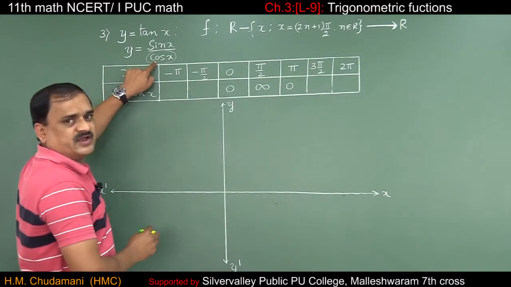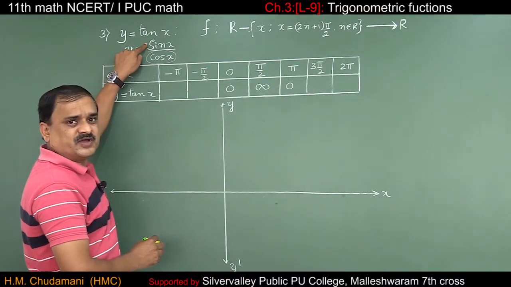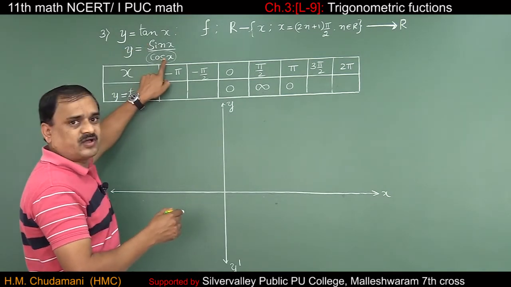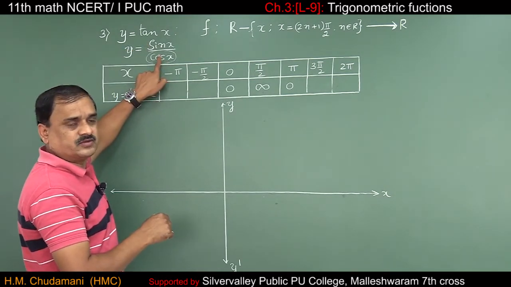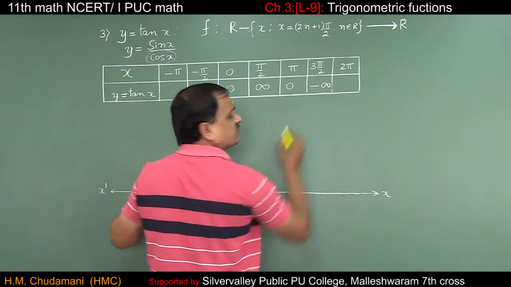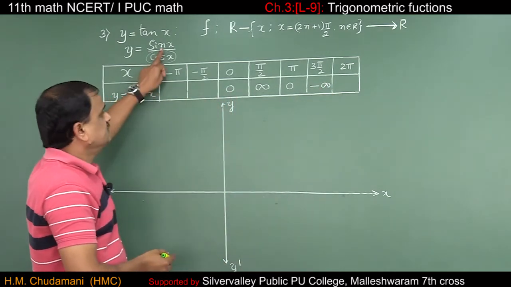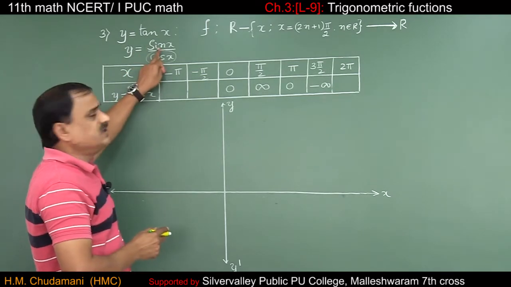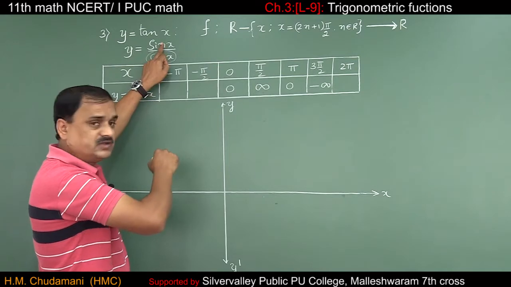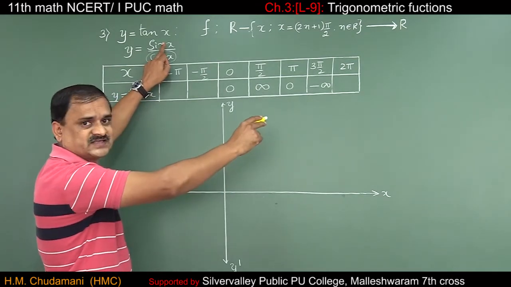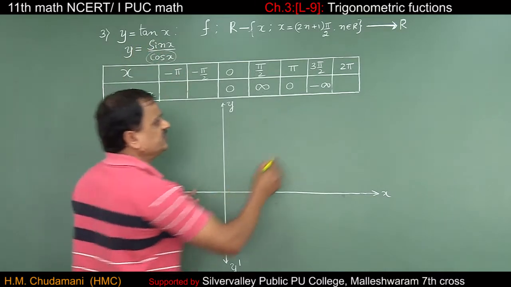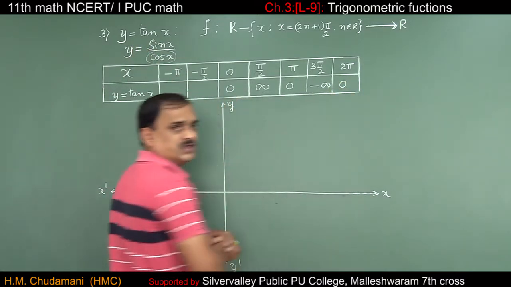Look at 3 pi by 2. Sin 3 pi by 2 is minus 1, whereas cos 3 pi by 2 is 0. Minus 1 by 0 means minus infinity. Then 2 pi: tan 2 pi is sin 2 pi divided by cos 2 pi. Sin 2 pi is 0, recollect the graph, it is on the x-axis. Whereas cos 2 pi is 1, and 0 by anything is 0.